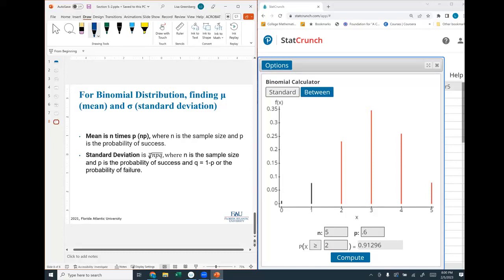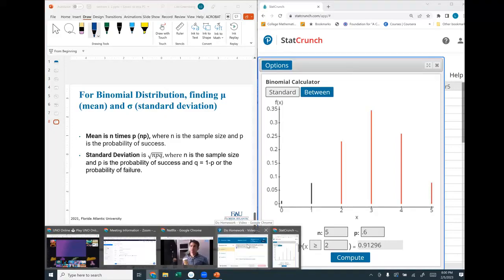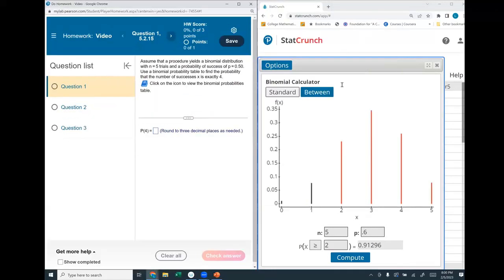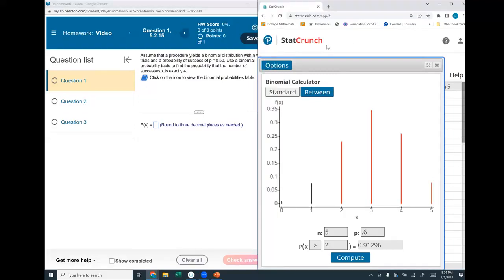And I do have some problems ready to go. So we're going to do a couple of Pearson problems, and we will call it a short lecture for today. And I'm sure you're all very happy about that. I think I have enough information here for you to do all the homework.